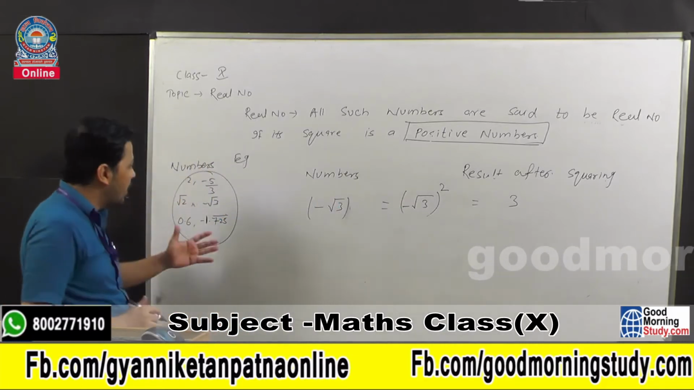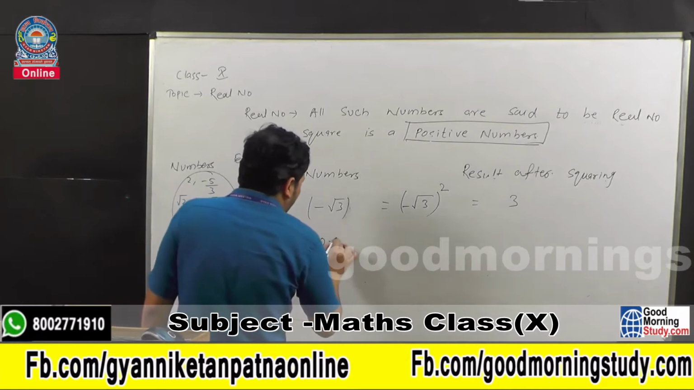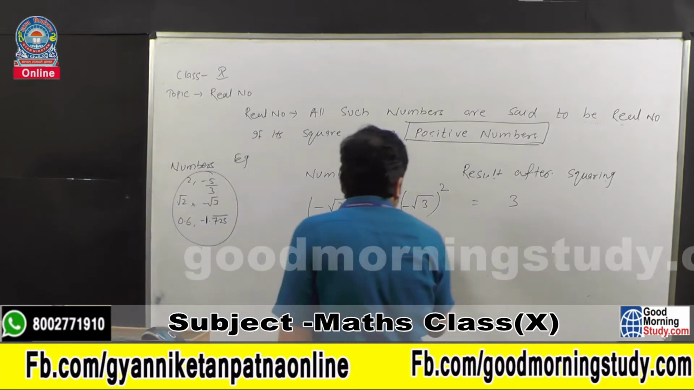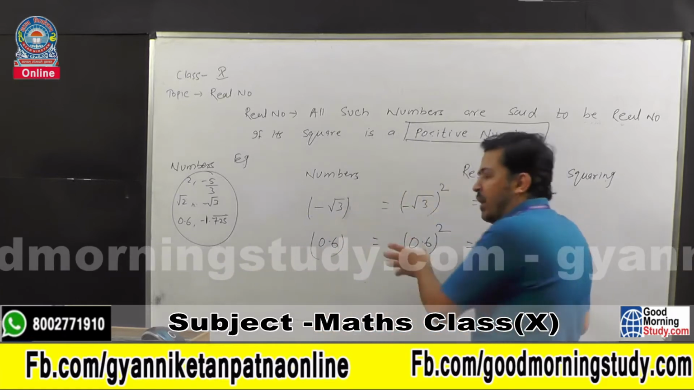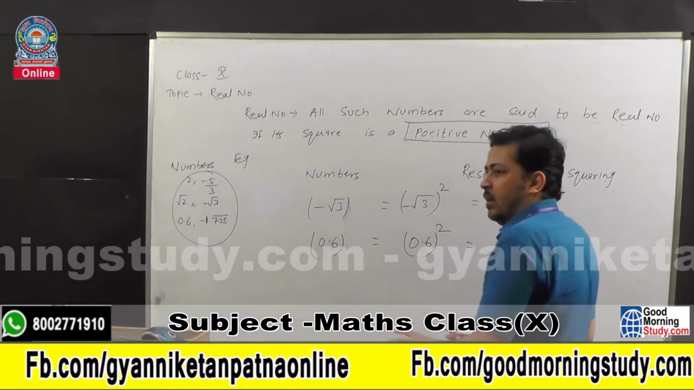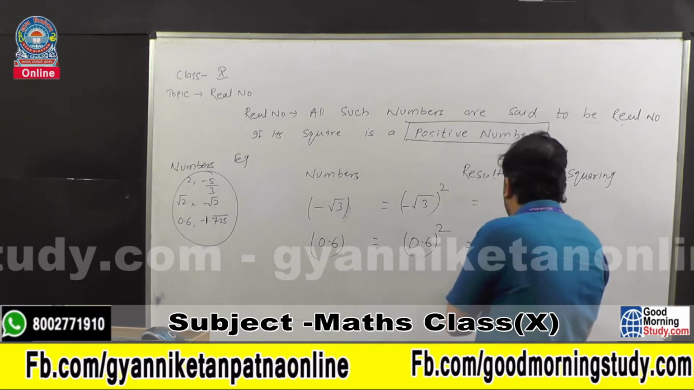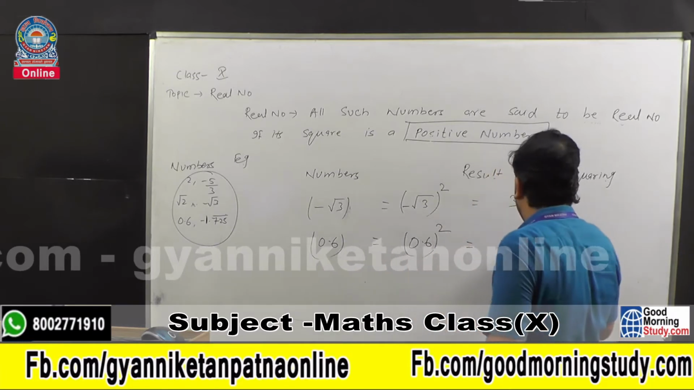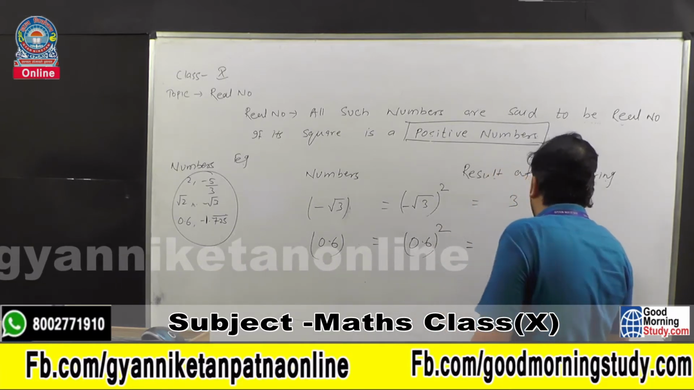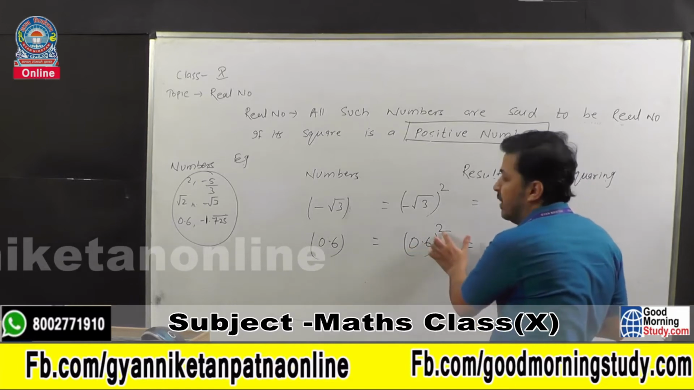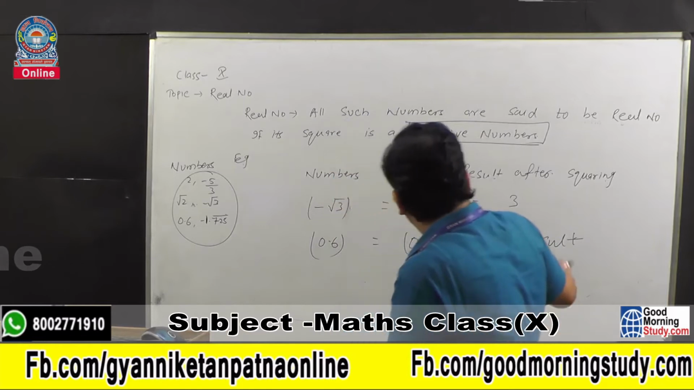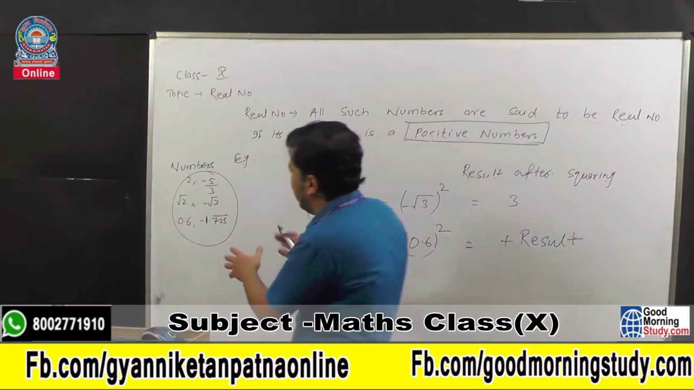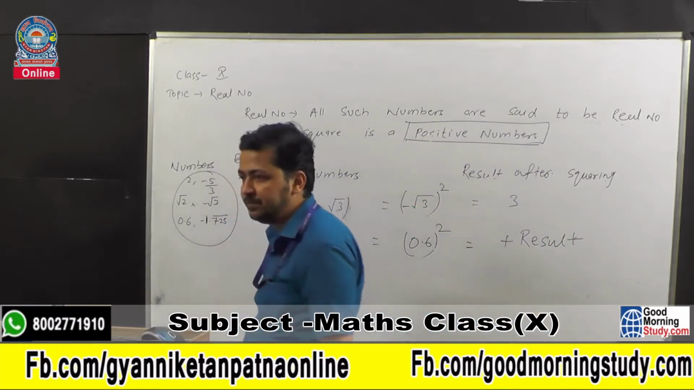Similarly, take the number 0.6 and square it. I am unable to find out what the result will be, but I can say that the result is positive. Whatever the result is, it will be positive because the power is an even number. So I can say that 0.6 is also a real number.